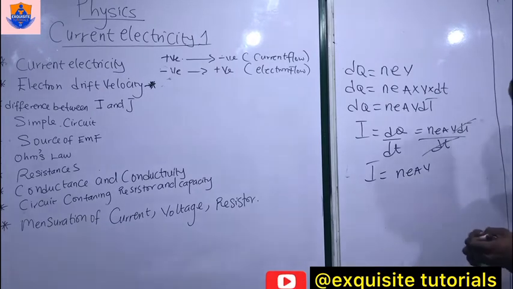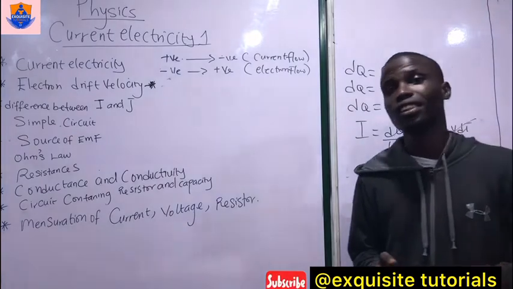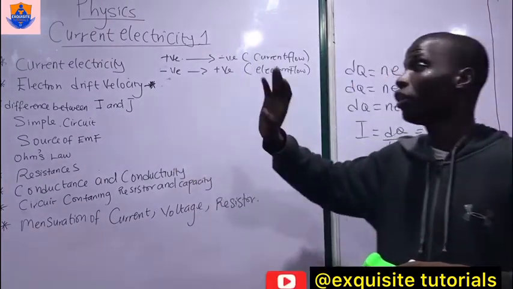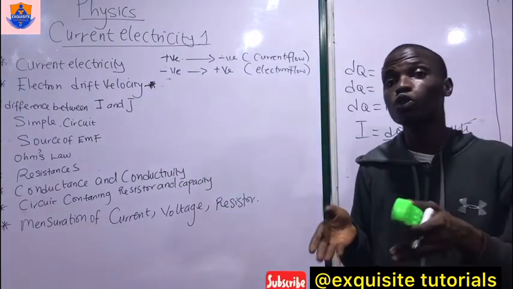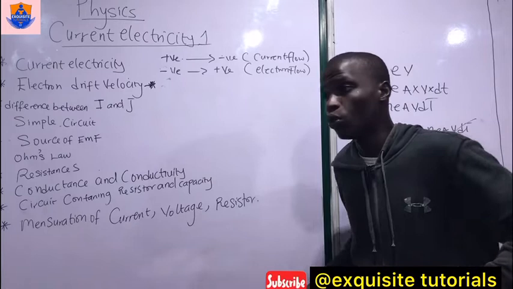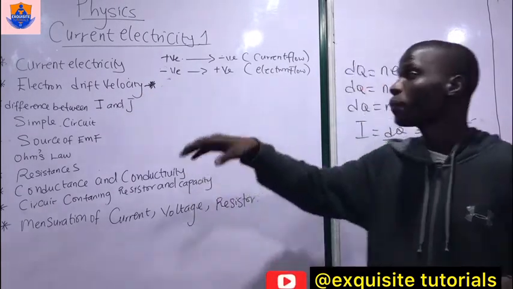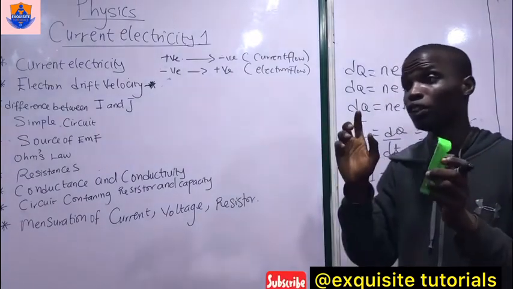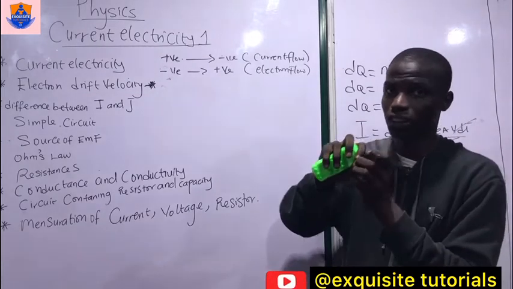Now, there's another quantity we call the current density. The difference is that current flows through the whole conductor, it's just passing through the conductor, but the current density is measured through a particular point of it. Its measurement is precisely through a particular part of it. That is the current density.